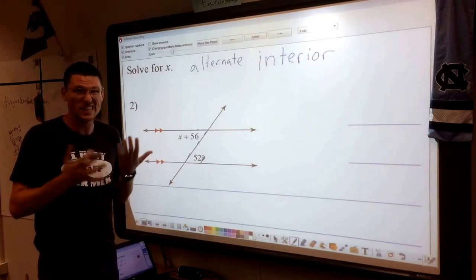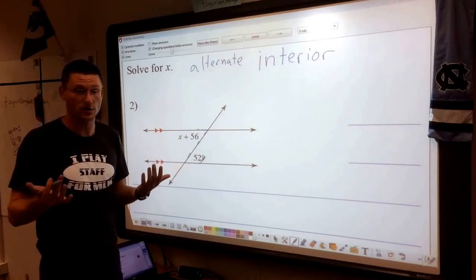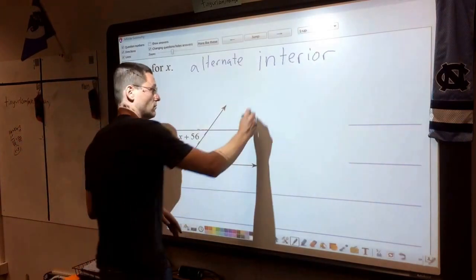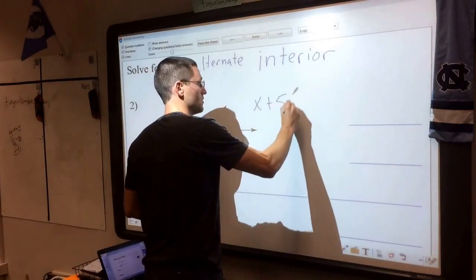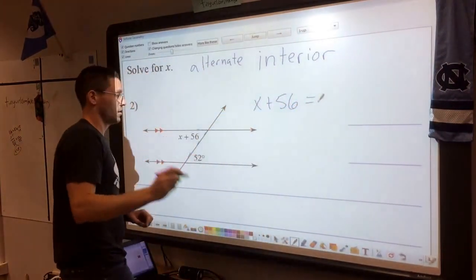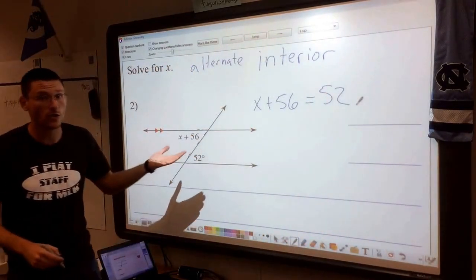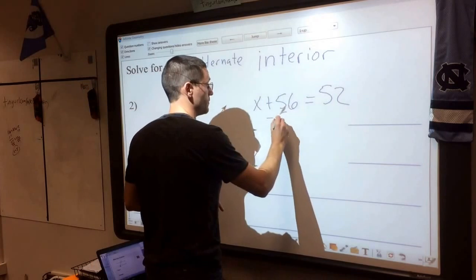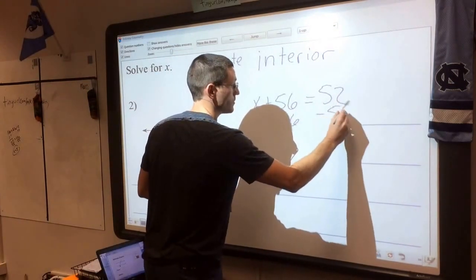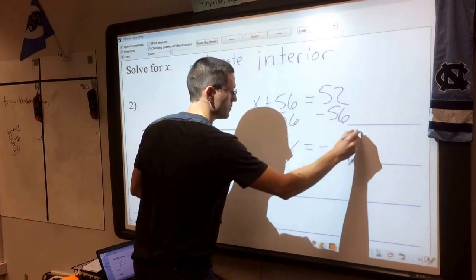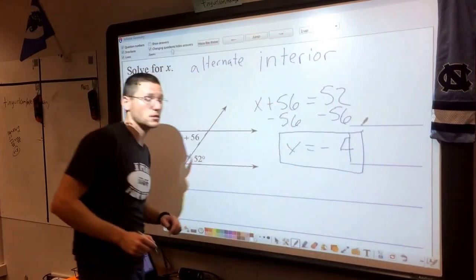So we're just going to say what we already know using an equation, right? This equals this. They're equal, so we're going to write that. X plus 56 is equal to 52. Okay? And you guys should know how to solve this. All we got to do is get rid of the 56. We end up with x is equal to -4.